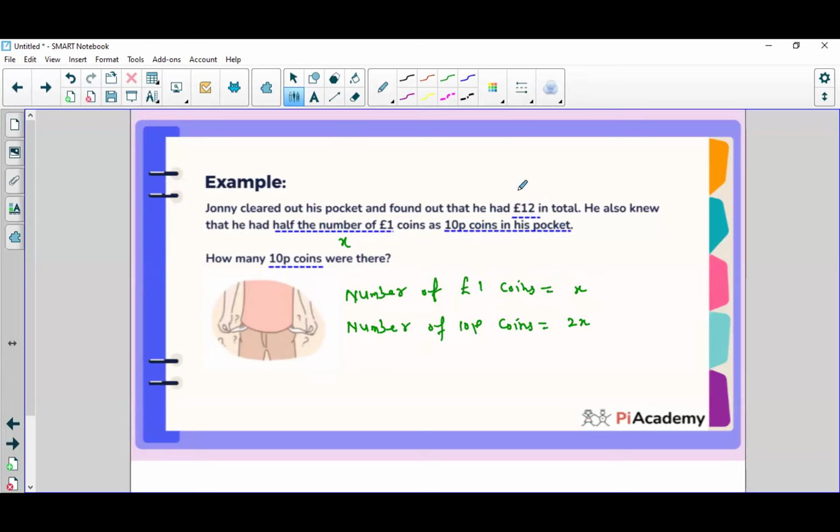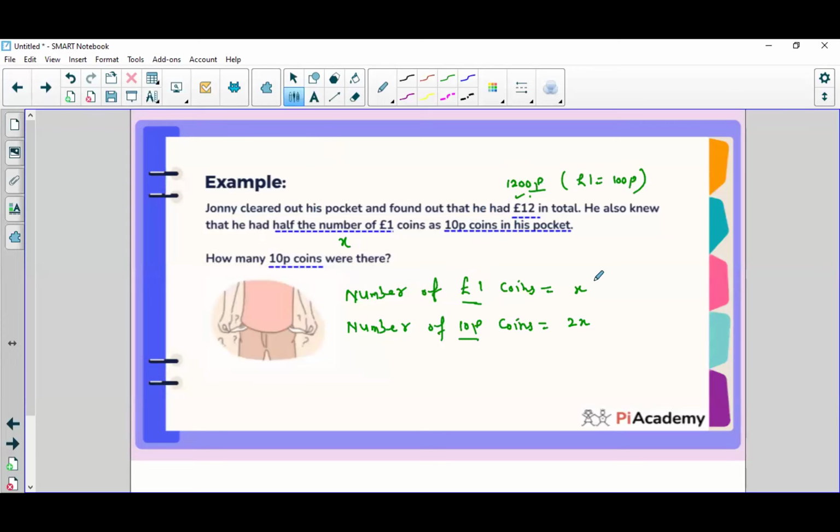So see, guys, the money is given in pounds. This is also given in pounds, but this is in pence. So before adding, convert each amount either into pounds or each amount into pence. What we can do is convert each amount into pence. So 12 pounds would be 1200p, because I know 1 pound is 100p. Correct. So if 1 pound is 100p, that should be 1200p.